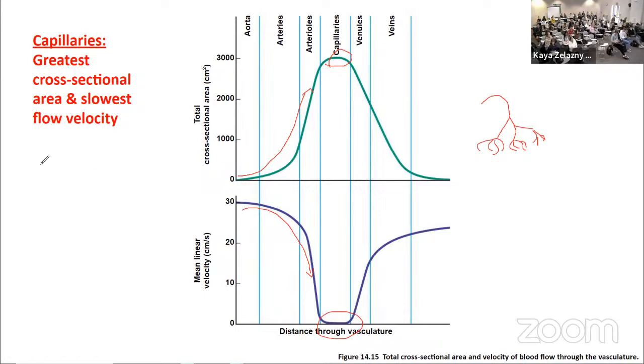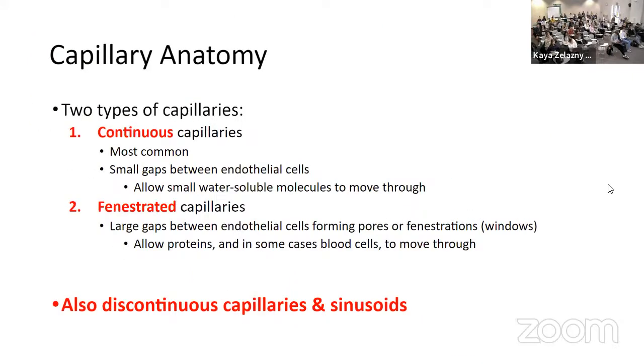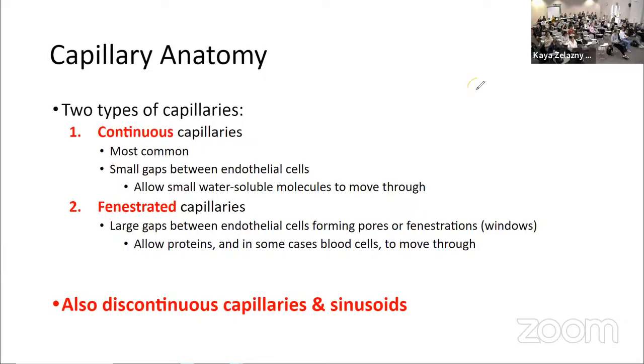Okay. So we do have two types of capillaries that we want to think about. Most of the capillaries we talk about are continuous capillaries. A continuous capillary is going to just have small gaps between those endothelial cells. So they're going to allow some small water-soluble, so hydrophilic, molecules to go through their pores, but they're not going to allow big things to go through. So we've got relatively small gaps. We're going to think things like ions, basically.